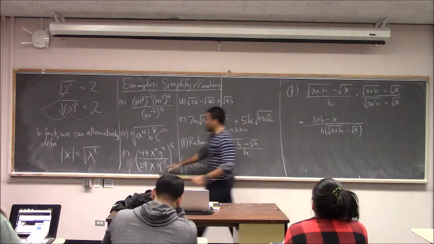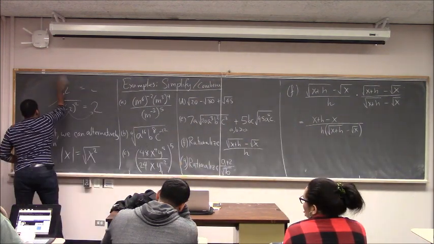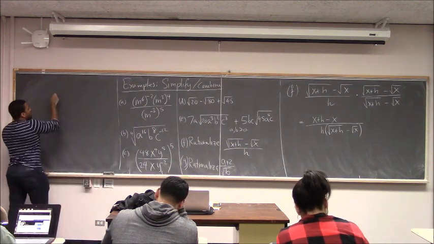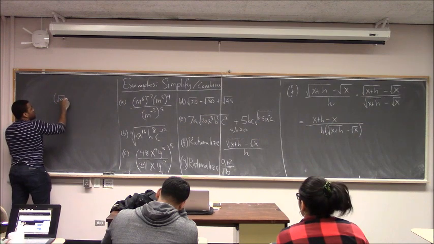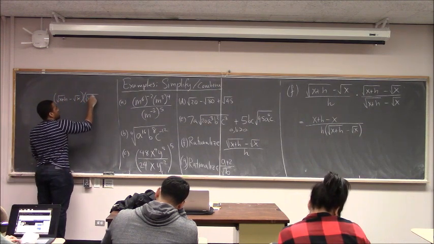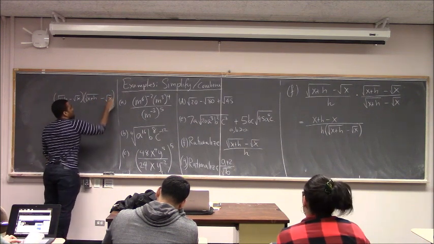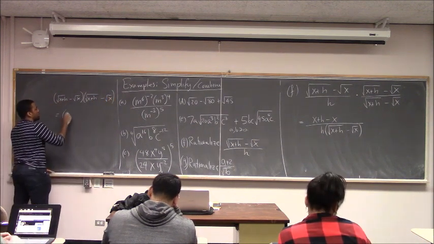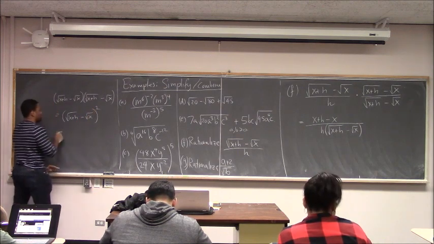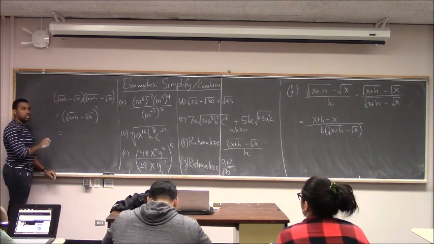Because basically, what do you have in the top here? In the top here, you would have the radical of x plus h minus radical x times the radical of x plus h minus radical x. In other words, that is the radical of x plus h minus radical x all squared. What do we know about that expression? What does that expand to?